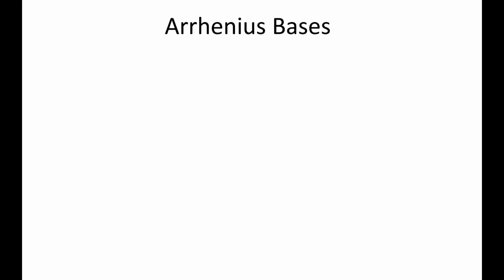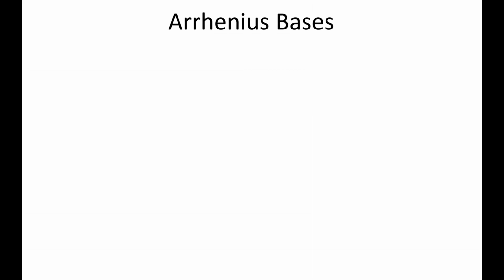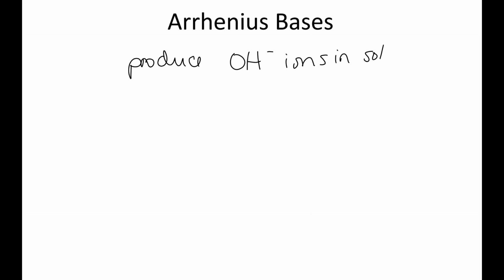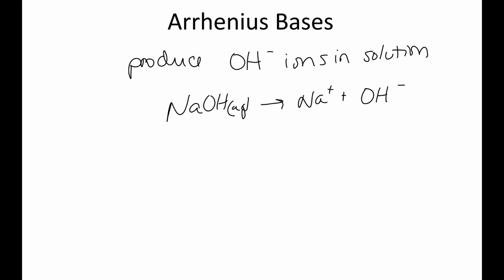Now Arrhenius said that bases produce OH minus ions in solution. So things like NaOH. You put that into water and you get your sodium ion plus your OH minus ion. So any time you have an OH in there, a hydroxide ion, then you have a base.